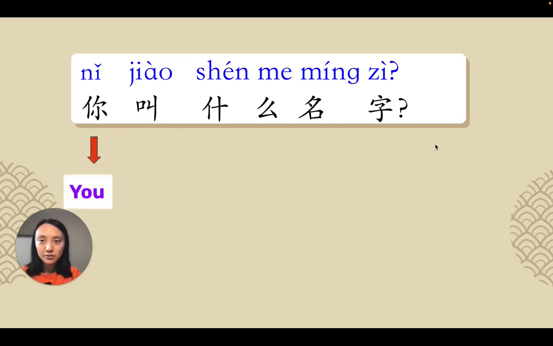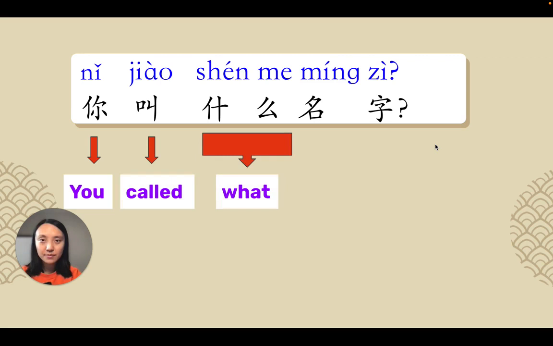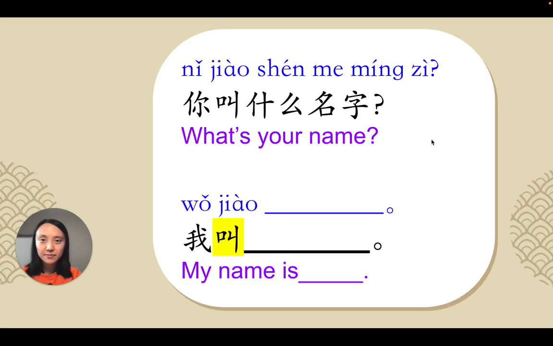你 means you. 叫 means called. 什么 means what. And 名字 means name. Let's repeat. 你叫什么名字?你叫什么名字? Okay. How do we answer the question? Yes, use 我叫 and your name. Now, I'm going to ask 你叫什么名字? Can you answer? Let's try. 你叫什么名字? Good job.